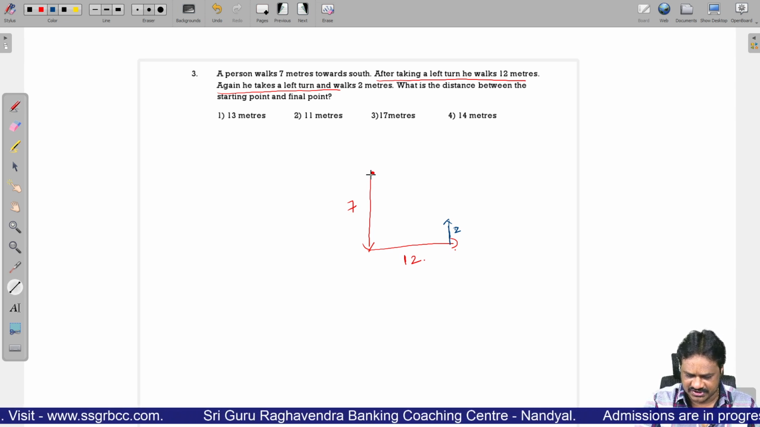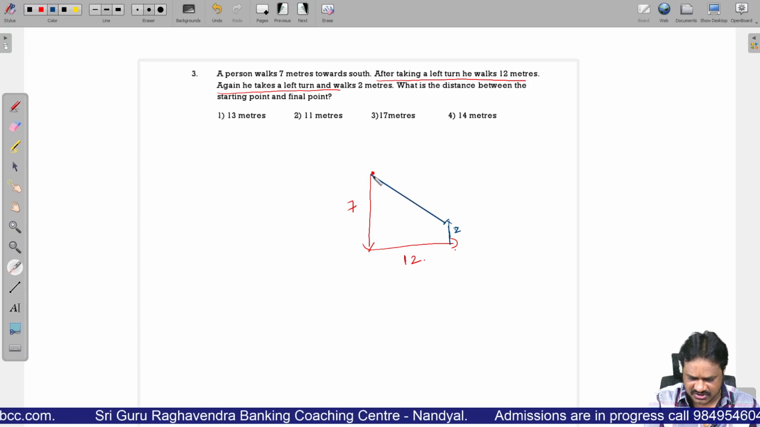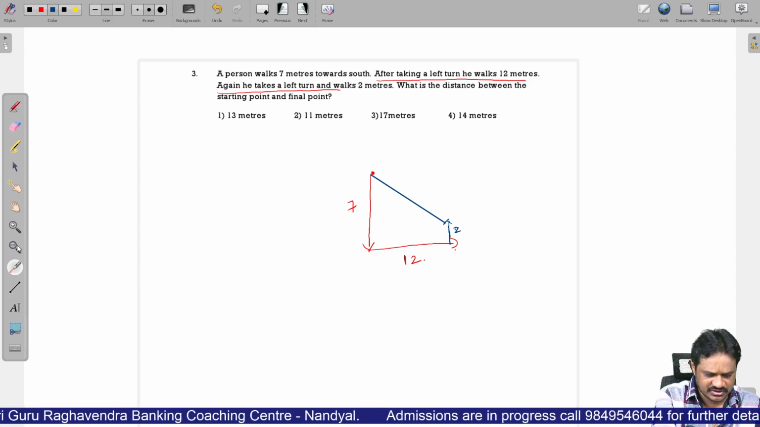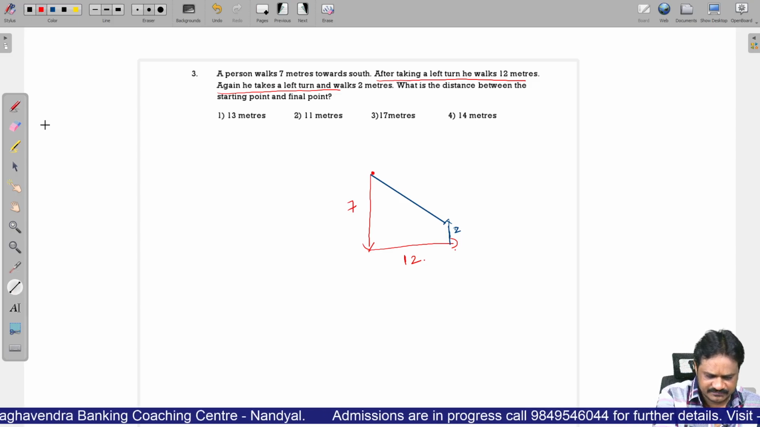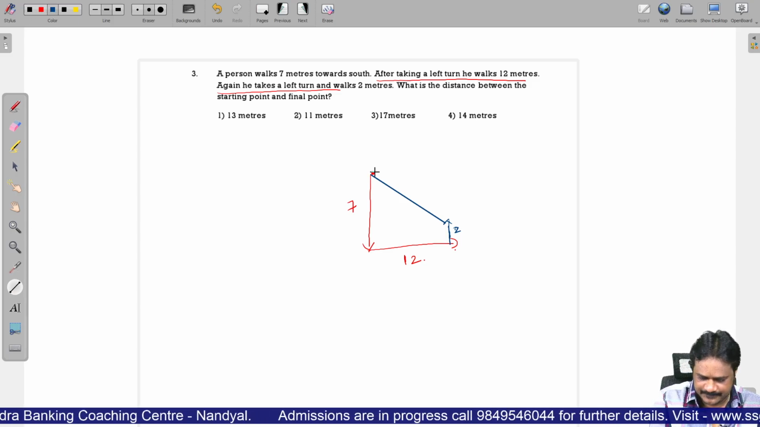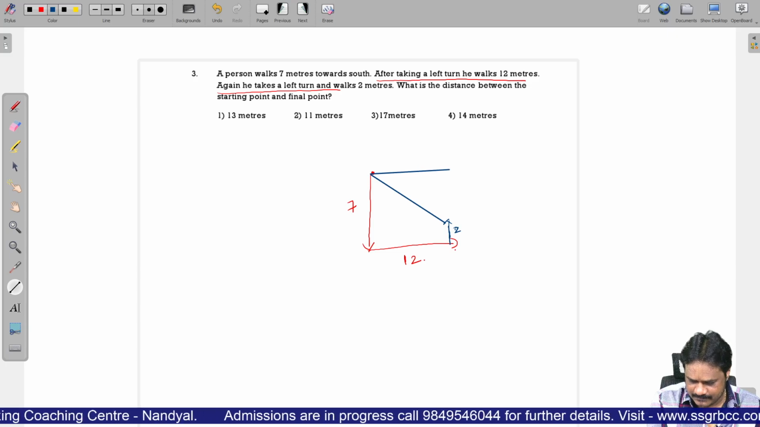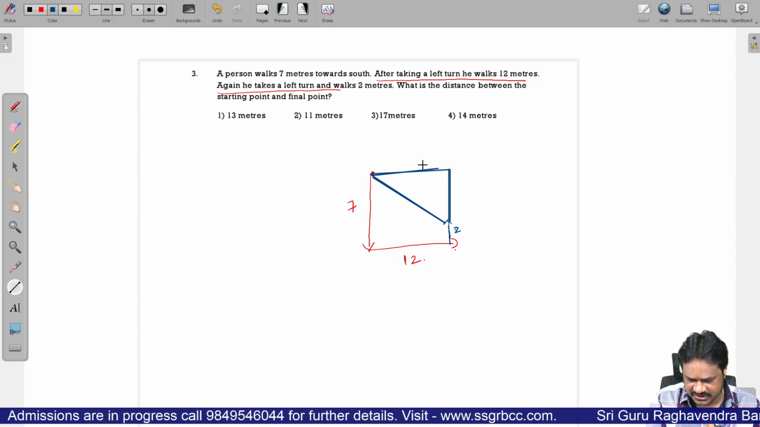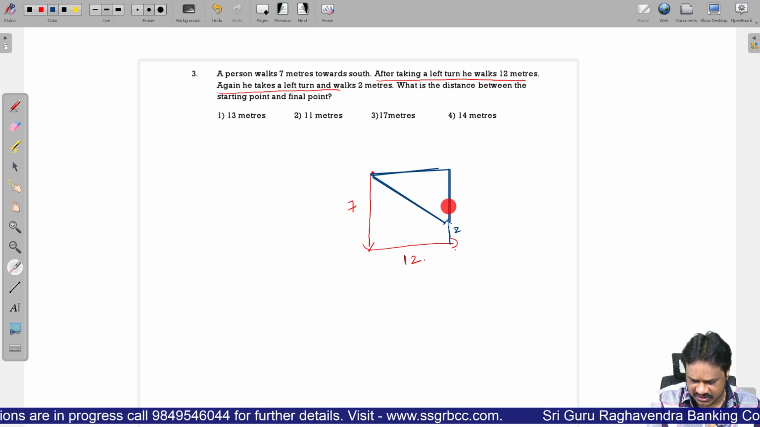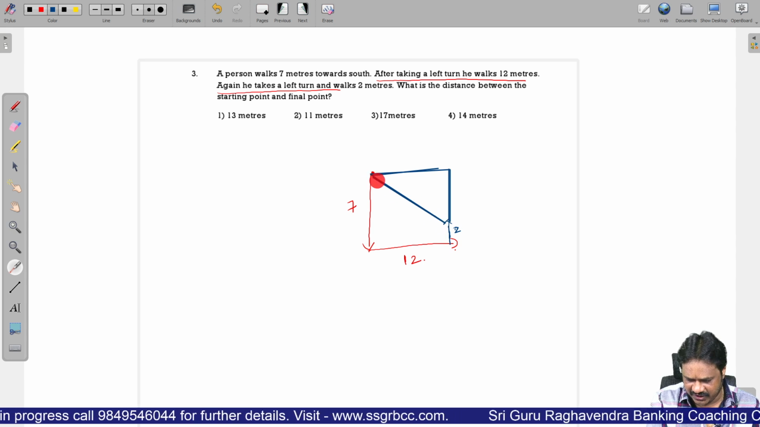See how to answer. This is the starting point, this is the final position. Now how to answer this question? You need to do one thing. Just join like this. Now this is one right angle triangle. You need to find this distance.